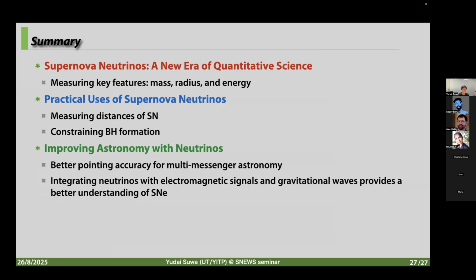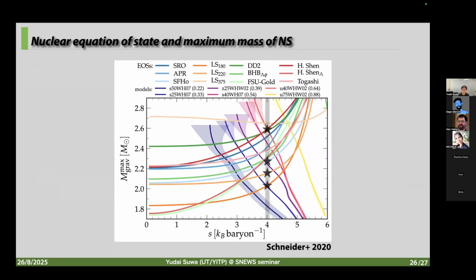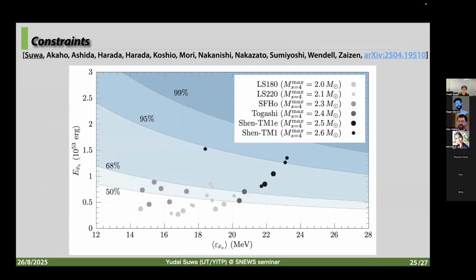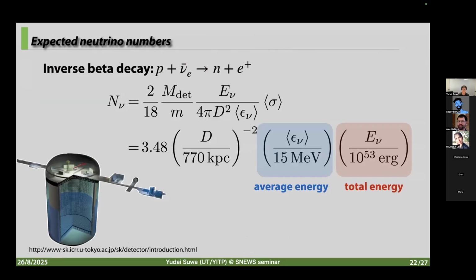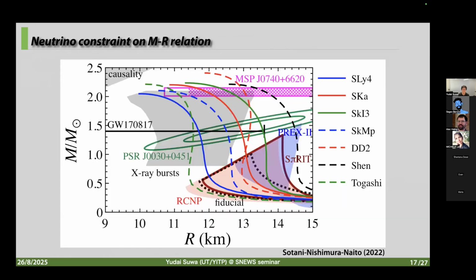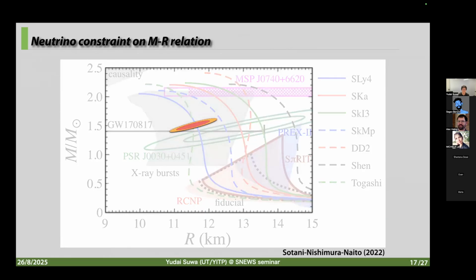I guess I'm wondering what you consider the biggest systematic uncertainty. So you had that figure of constraining the mass and the radius. When it comes to using neutrinos to do this, what do you think is the largest systematic uncertainty?